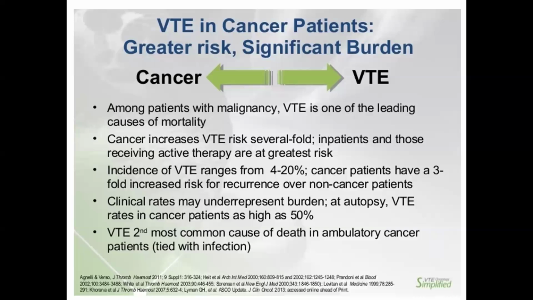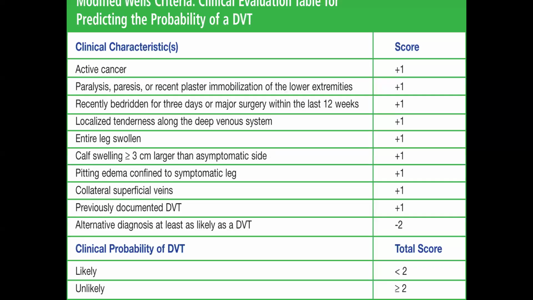Among patients with malignancy, VTE is one of the leading causes of mortality. This is a common problem, guys. Okay, so again, like hypercalcemia, like bleeding or hemorrhage, it affects up to 20% of cancer patients. Okay, and we have criteria for VTE here. Clinical probability, likely or unlikely, depending on the score, if it's less than 2 or above 2.